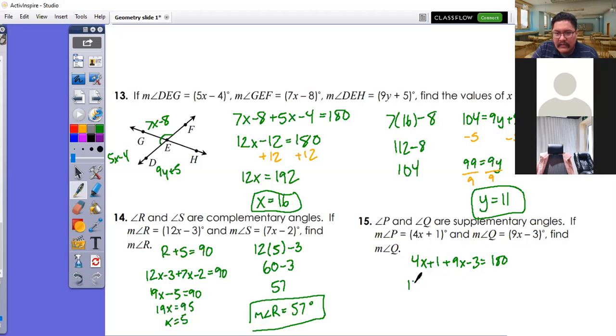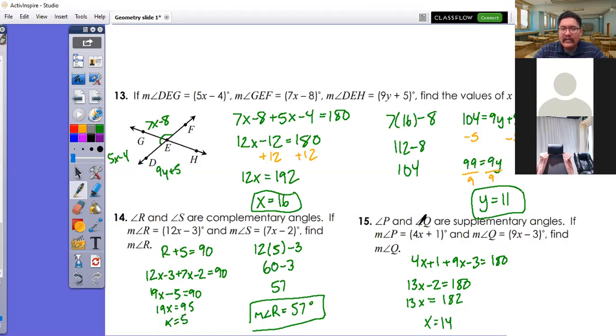9 and 4, that's 13x. Take care of our like terms. 1 minus 3 would be -2. That'd be 180. 13x. And then I'm going to add 2 to both sides, so we get 182. 182 divided by 13 is going to be 14, so x equals 14.